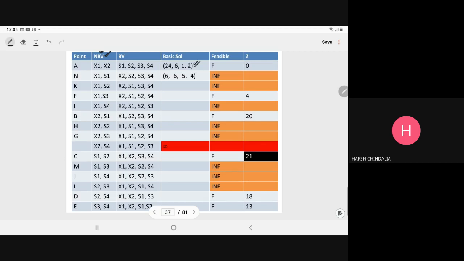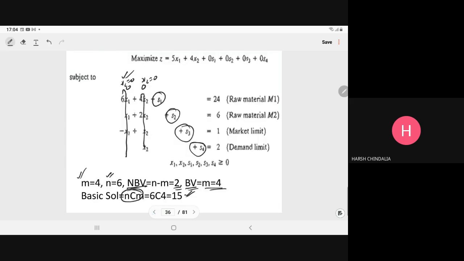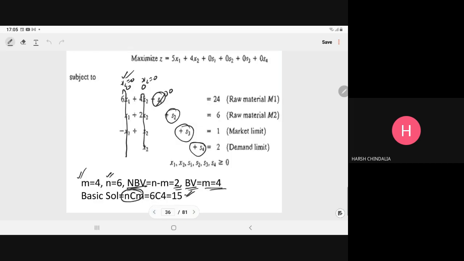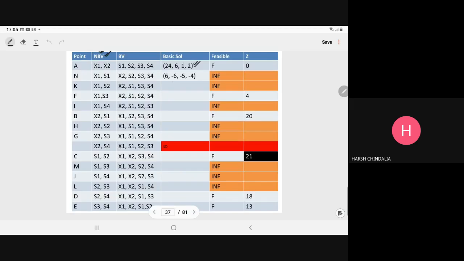Similarly, when we assume x1 = 0 and s1 = 0, we now have the system of equations with variables x2, s2, s3, s4. From here we can compute the values of x2, s2, s3 and s4. So you will get 6, minus 6, minus 5, minus 4. What do we want? We want all the variables to be non-negative. So here some variables are negative.